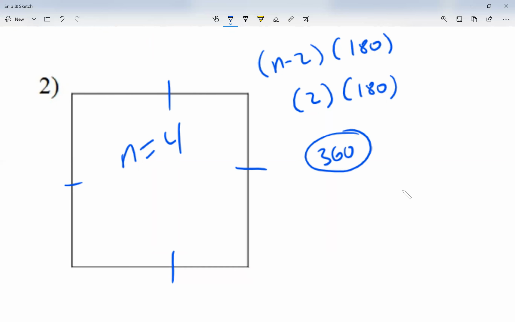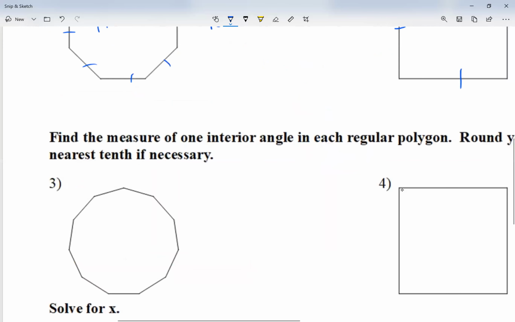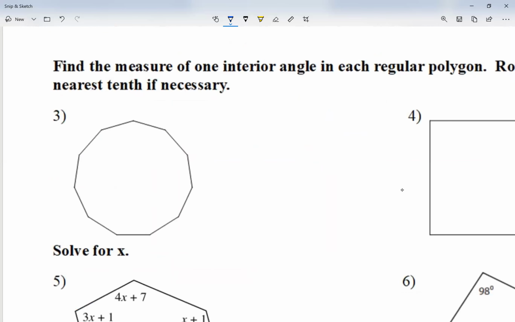Okay, let's take a look at question number 3. Here it says find the measure of one interior angle. So that means just one of these angles. How much is one of them? So find the measure of one interior angle in each regular polygon. Round your answer to the nearest tenth if necessary.